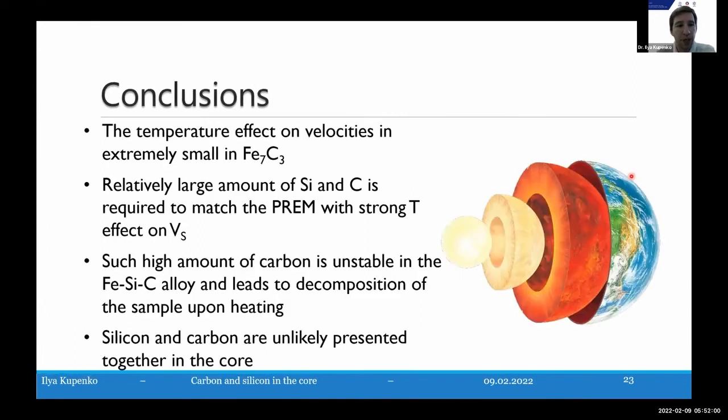So to sum up, we investigated the temperature effect on velocities, which is small in iron carbide. In order to match the Earth's seismic parameters, we need a large amount of silicon and carbon with a strong temperature effect on shear velocity. And such a high amount of carbon is likely unstable in the alloy and leads to decomposition of the sample upon heating. So altogether, that allows me to suggest that silicon and carbon are unlikely to be present together in the core composition.